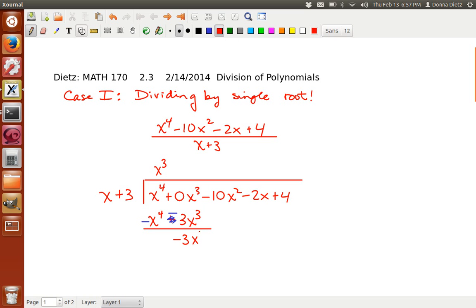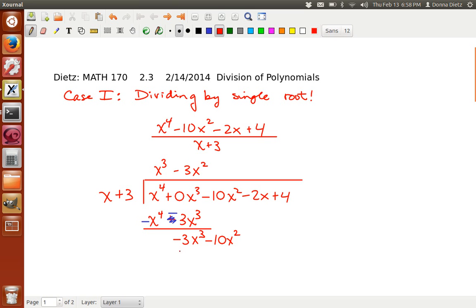Either way, at this step, it's going to say minus 3x cubed. You have to drop down the next term in your polynomial. And then you ask the question, how many times does x go into minus 3x squared? The answer is minus 3x squared.